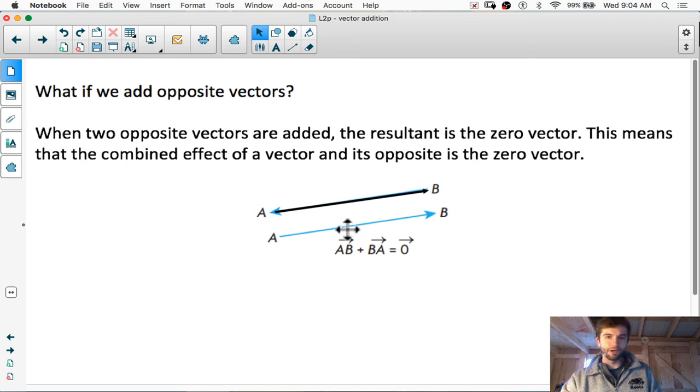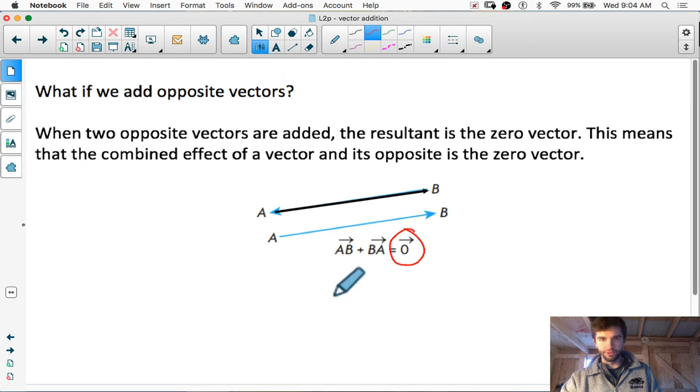So if you're adding opposite vectors, you don't get zero, you get what's called the zero vector. So you write 0 with the vector symbol above it. And remember, opposite vectors are vectors that have exact opposite directions and have the exact same magnitude.